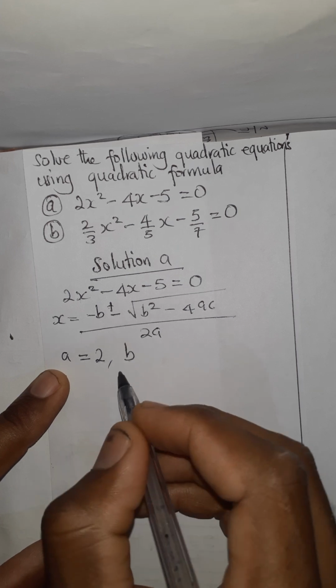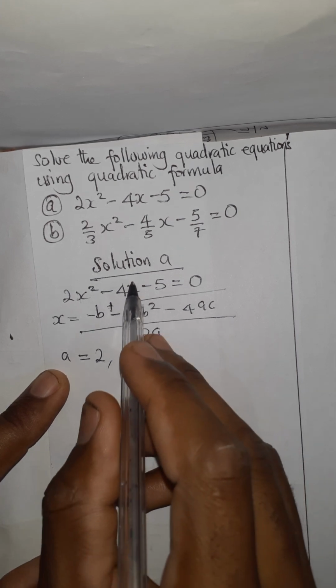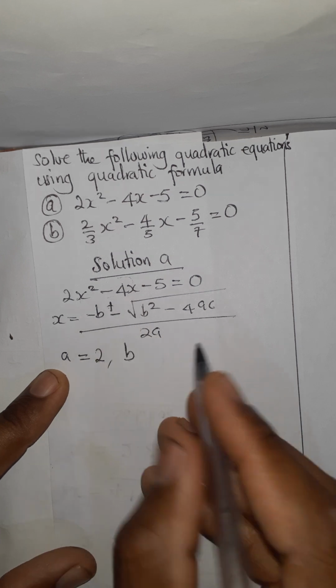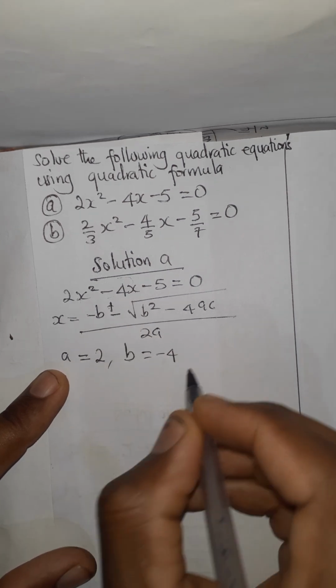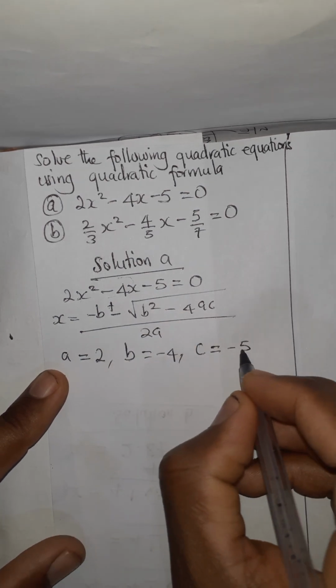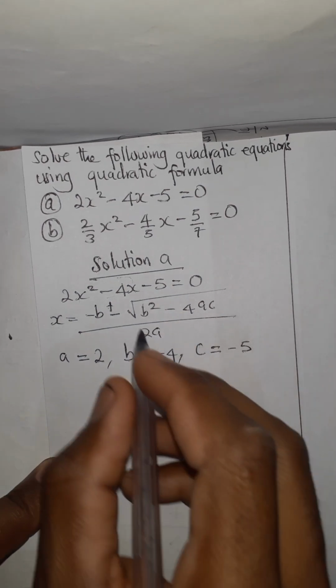Now, b is equal to the coefficient of the linear term. Our linear term is this one. The coefficient of x is negative 4. And c is the constant. Our constant is negative 5. After that, we substitute in the equation.